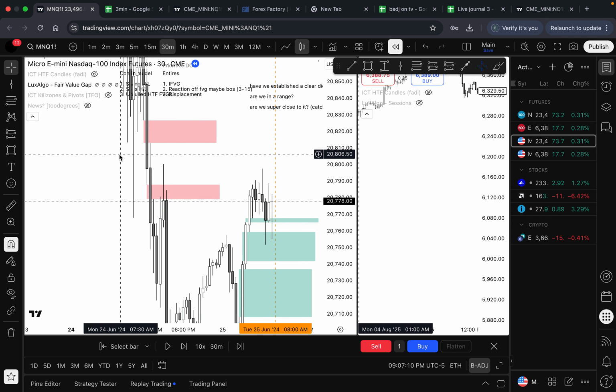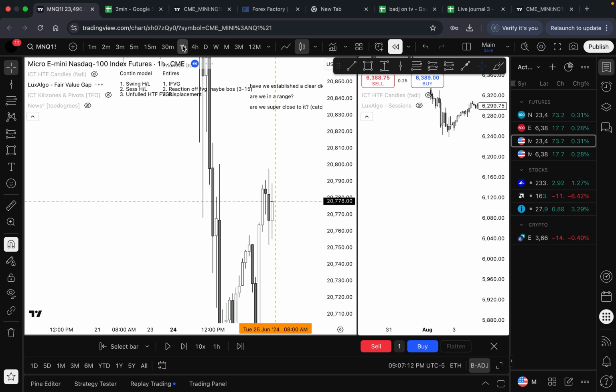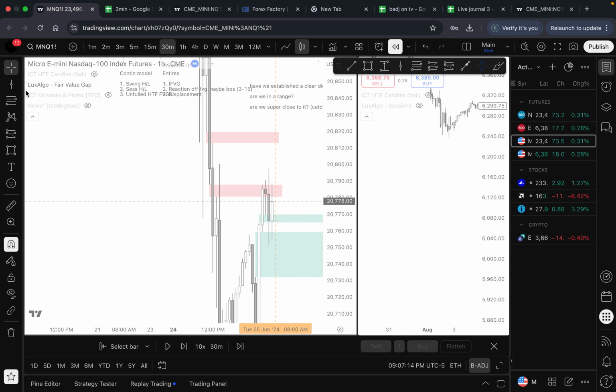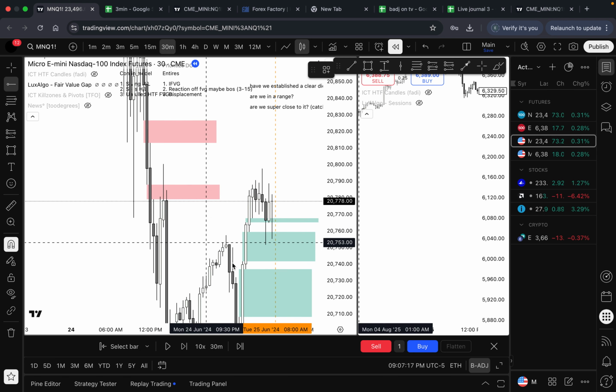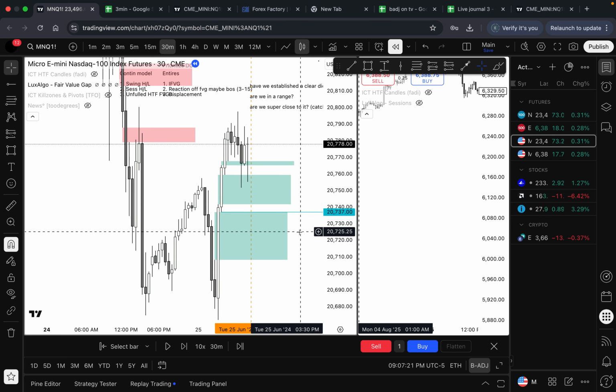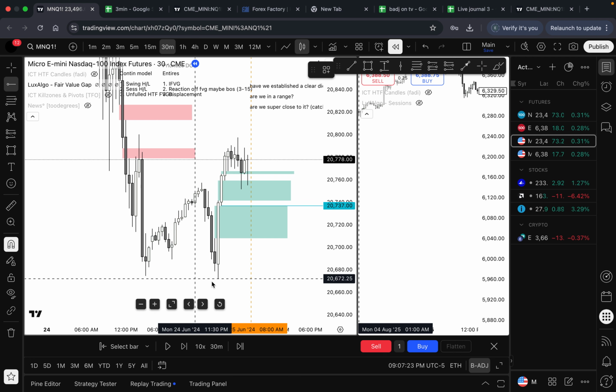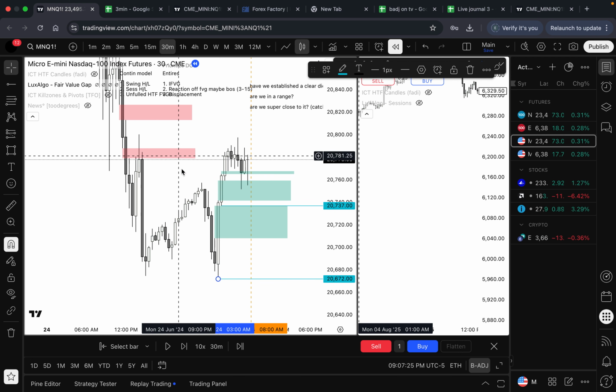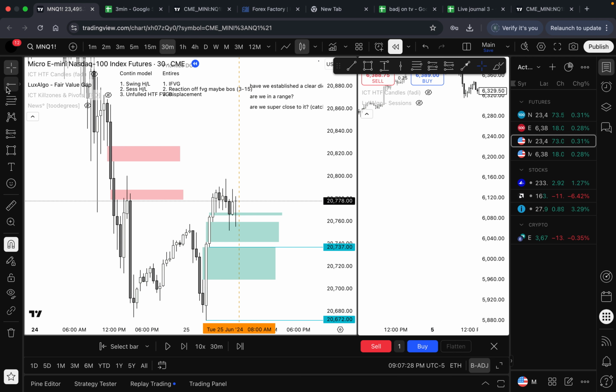Looking at 30-minute, currently bearish, right? Hourly, we're probably bullish. Yeah, we are. So, open to taking longs or shorts. This is the next most probable draw. Makes the most sense to me. And then, of course, this low.